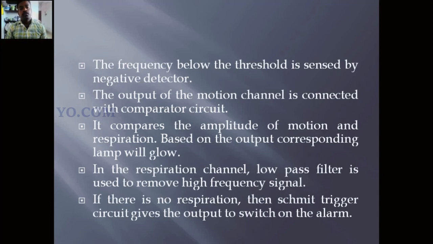The output of the motion channel is connected with a comparator circuit. The frequency above the threshold and below the threshold are both compared by the comparator circuit. The comparator circuit produces an output in the form of amplitude, motion and respiration. It compares the amplitude of motion and respiration, and based on the output, the corresponding lamp will glow.